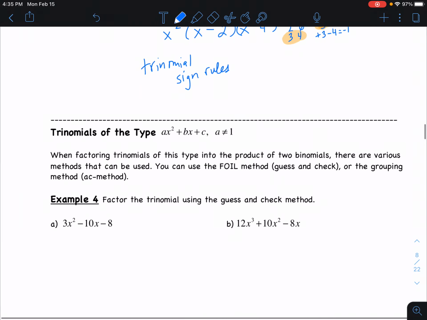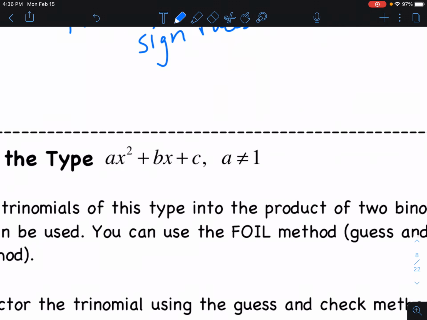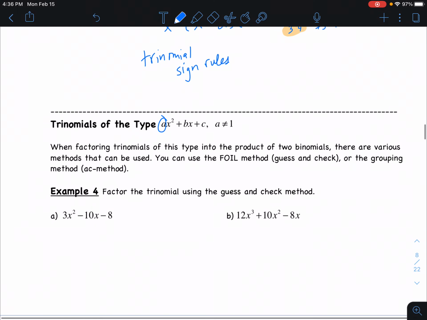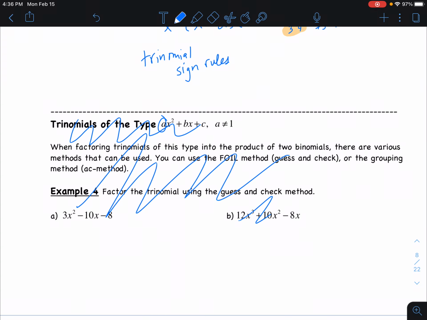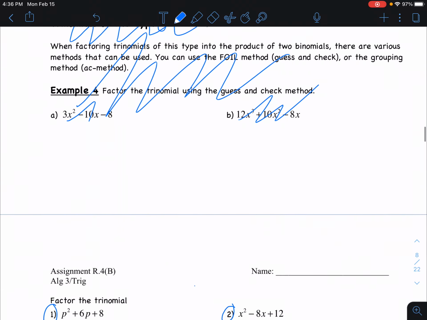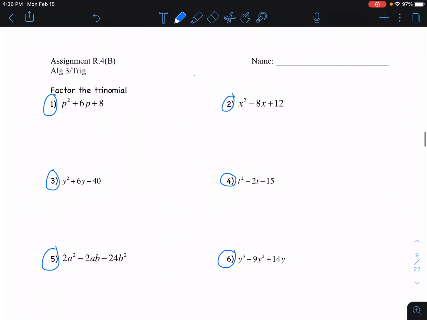Okay, so we got some other trinomials here. These are trinomials where a is not equal to 1. I'm going to skip those. We're not going to worry about it. If we have to hit it some other time, we will. But I just want to focus on the easier trinomials today, where a is equal to 1. In other words, the invisible one's not showing. So let's go down to the assignment.